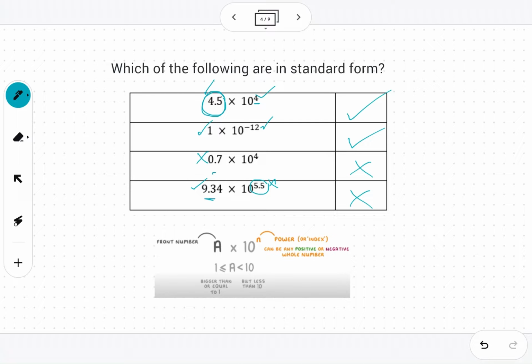Okay, so first you need to be able to recognize which numbers are in standard form. So if this is wrong, it's not standard form. This one is also wrong because it's not in standard form. This one, the decimal is correct. What is wrong is that n cannot be a decimal.